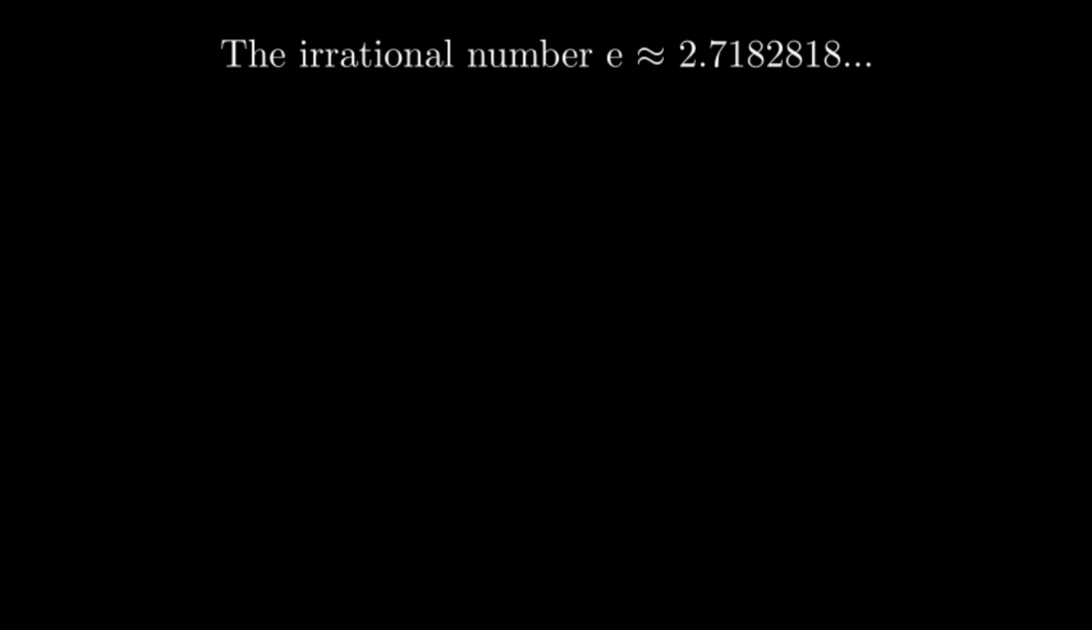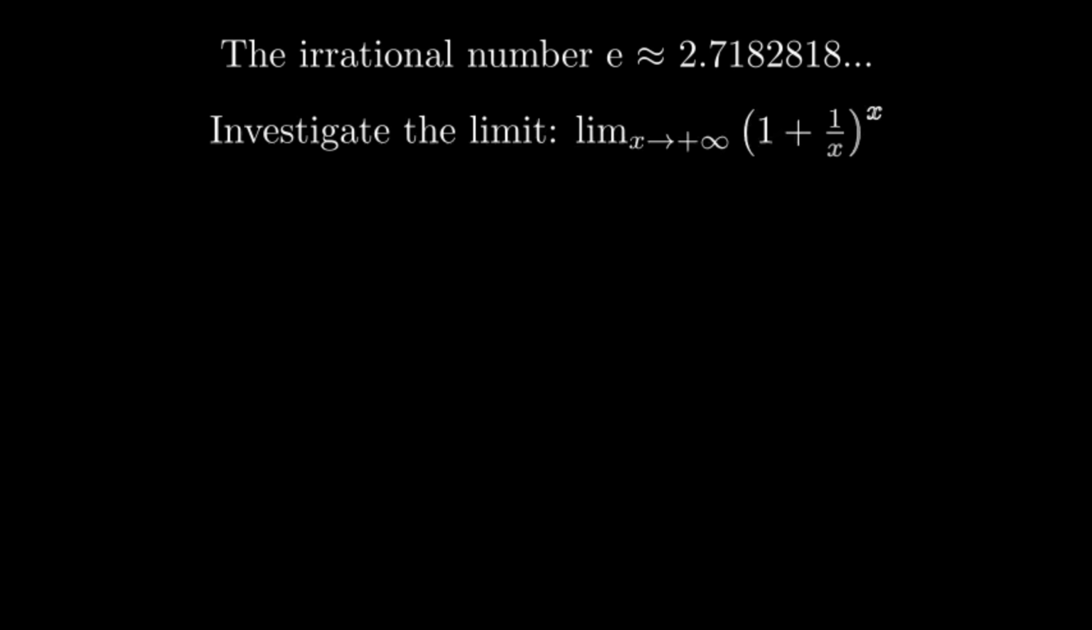Now let's look at one of the most important and interesting limits in all of mathematics. This limit provides the definition for a very special irrational number. I'm talking about the number e, which you've seen in the context of exponential and logarithmic functions. It's approximately 2.71828. But where does this number actually come from? It comes from a limit. Let's investigate informally the limit of the quantity 1 plus 1 over x, all raised to the power of x as x approaches positive infinity.